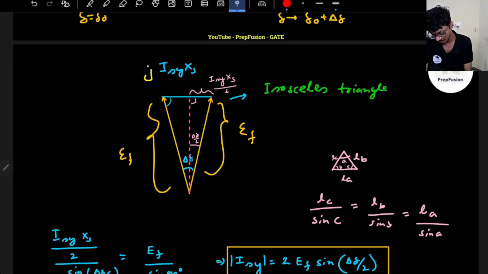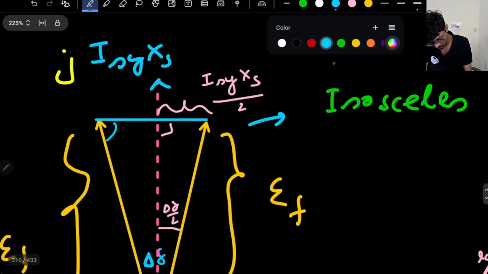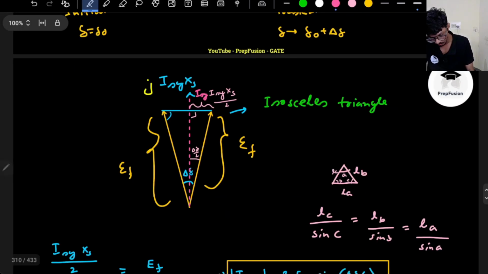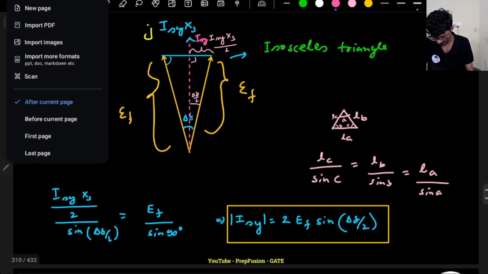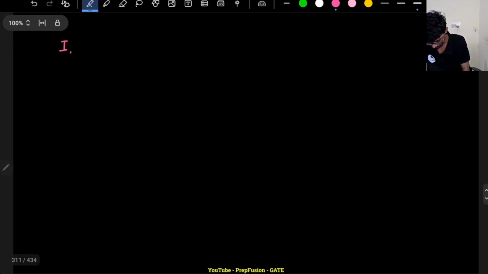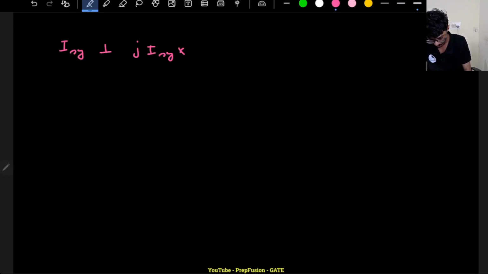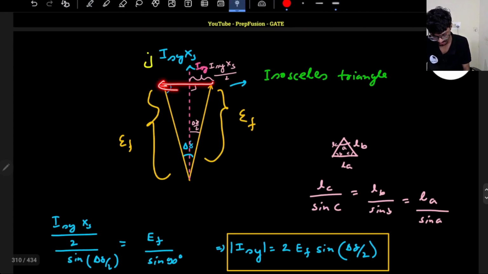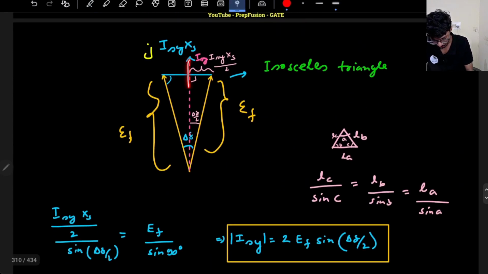So what will be ISY? ISY will be perpendicular to this line. This line is perpendicular, so this will be the direction of my ISY. The basic thing is, my ISY will be perpendicular to J into ISY into XS. Very simple. So J into ISY is in this direction, so ISY will be in this direction.